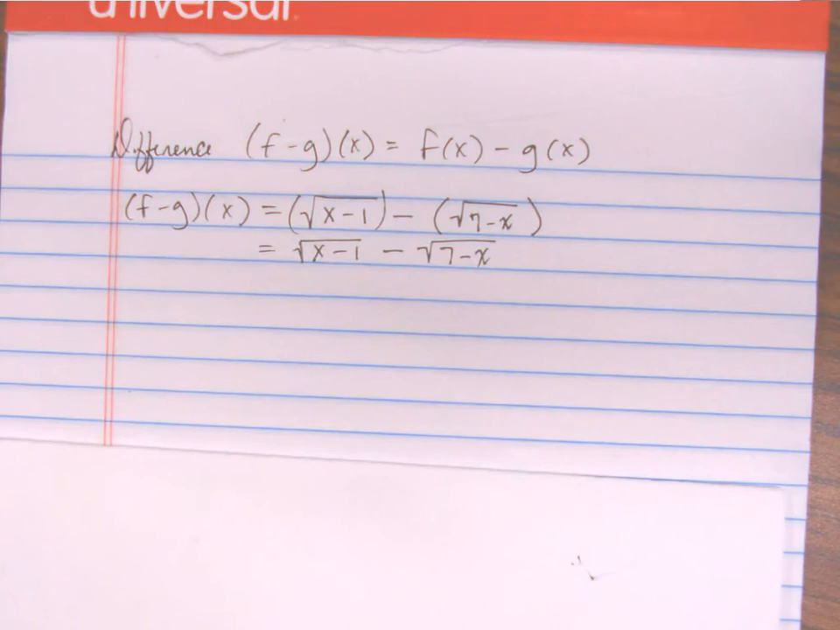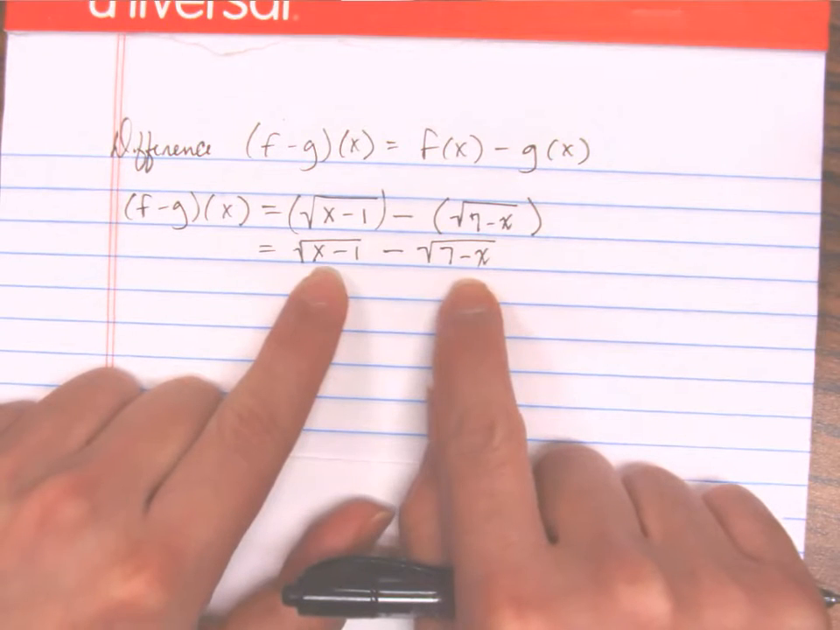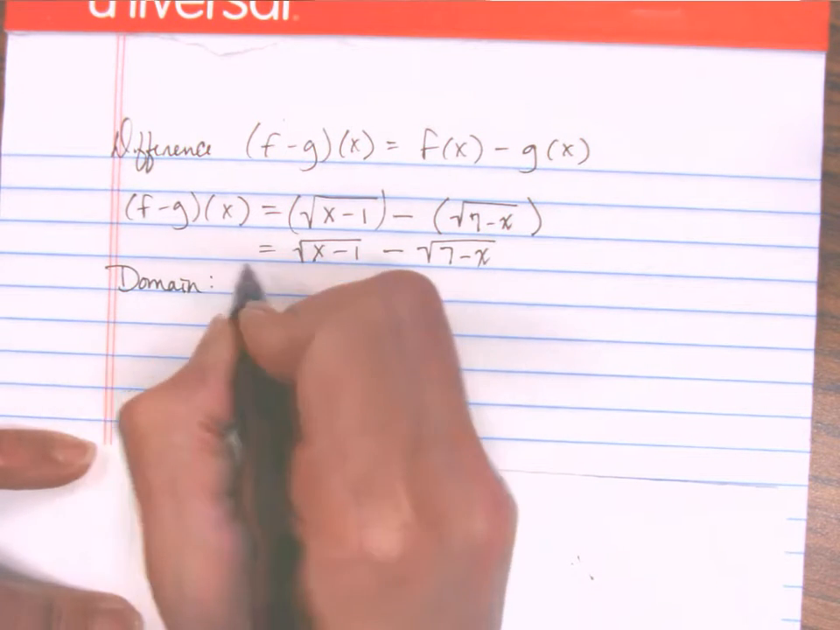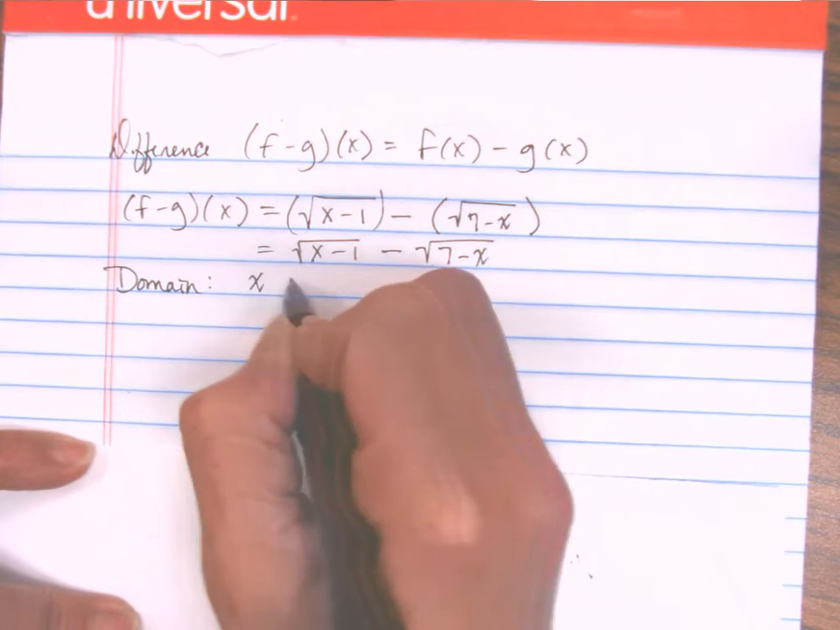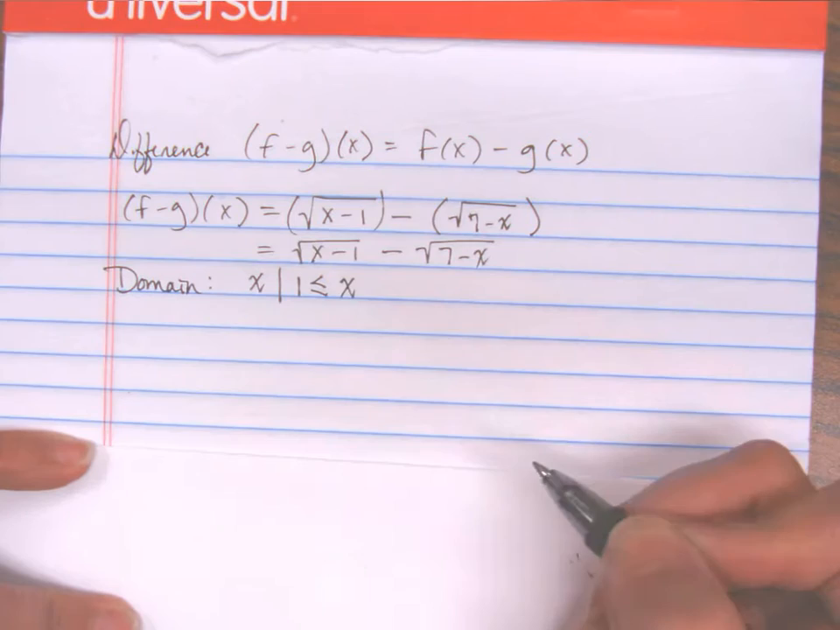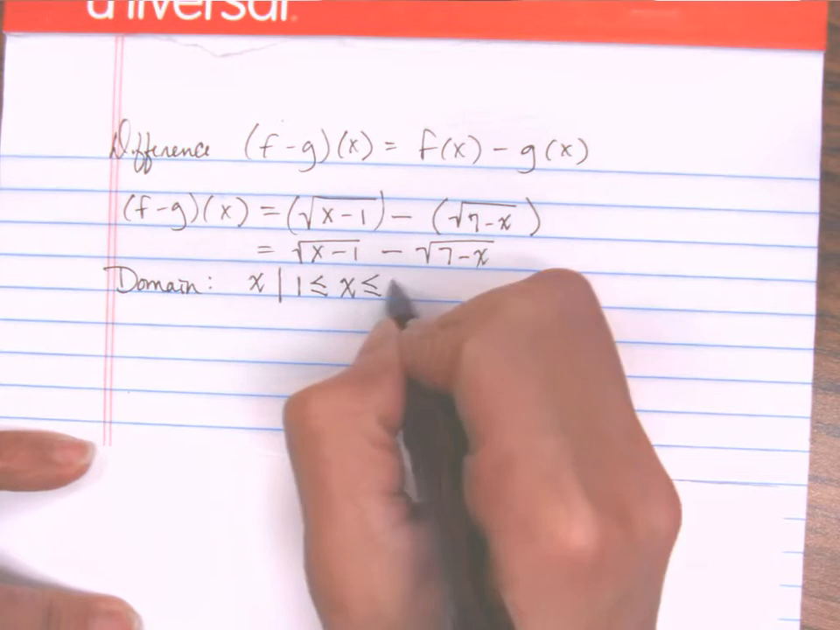And once again, that's about as much simplifying as I can do here. I can't combine these in any way. And remember, I still want both of these to avoid being imaginary numbers, so my domain here remains the same. We have x such that x is greater than or equal to 1 and less than or equal to 7.